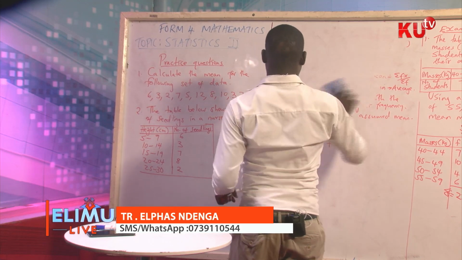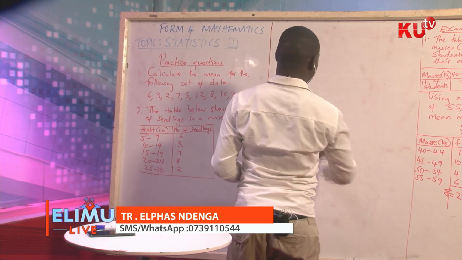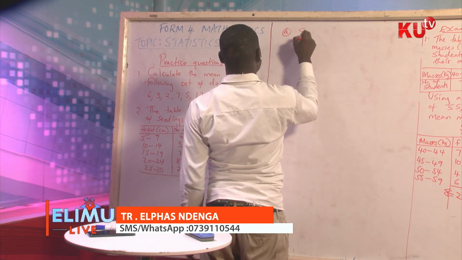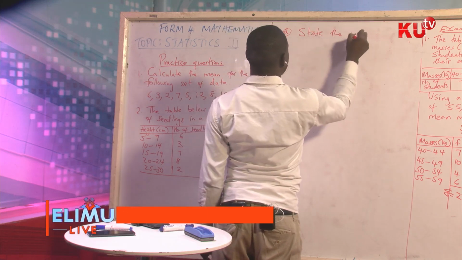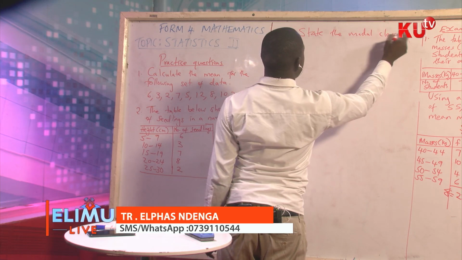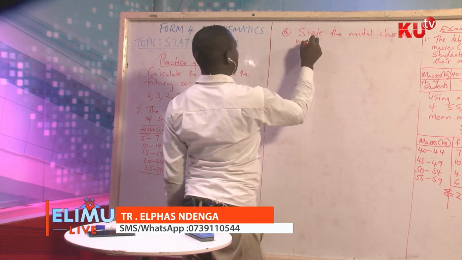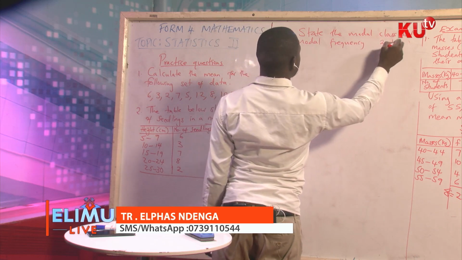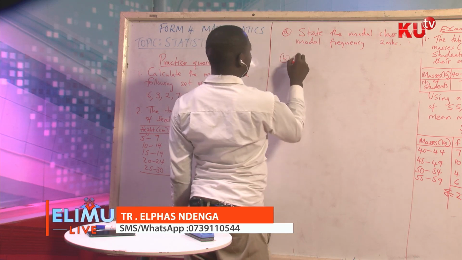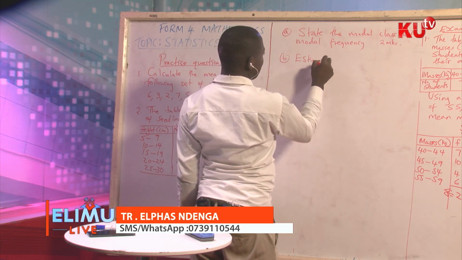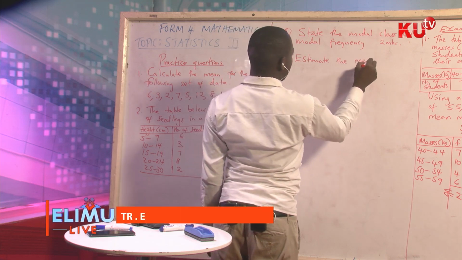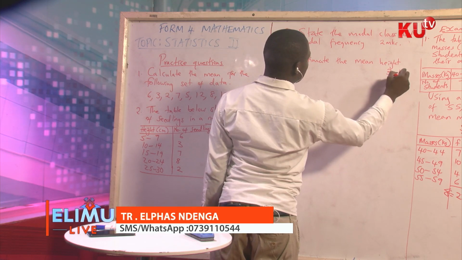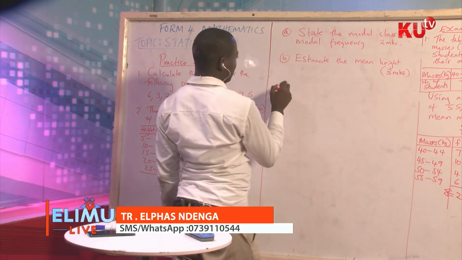The questions are as follows. Part A, state the modal class and the modal frequency, 2 marks. Part B, estimate the mean height, 3 marks.